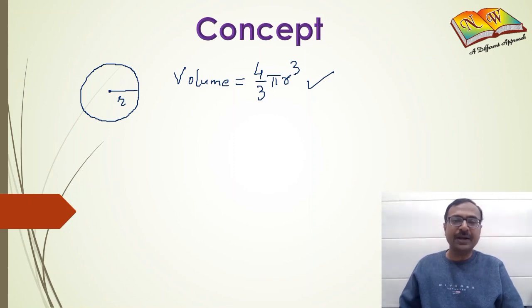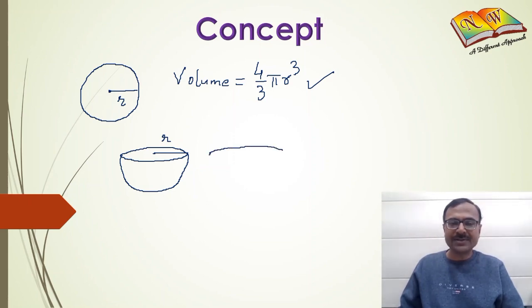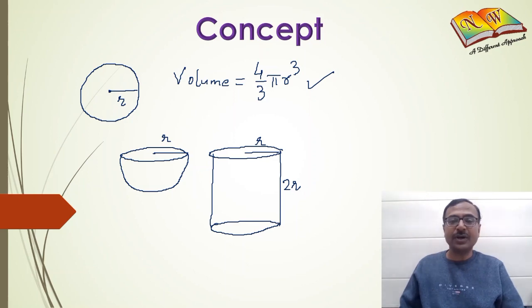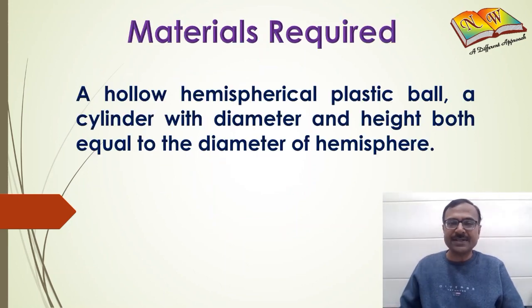We can actually derive this formula using a hemispherical bowl, or you can take a cutout of a plastic ball. This has the radius r, and a similar bowl, cylindrical in shape, which again has the radius r, and the height of this particular cylinder should be double of the radius, that is 2r. Using these, we can actually derive the formula for volume of a sphere, that is 4 by 3 pi r cube.